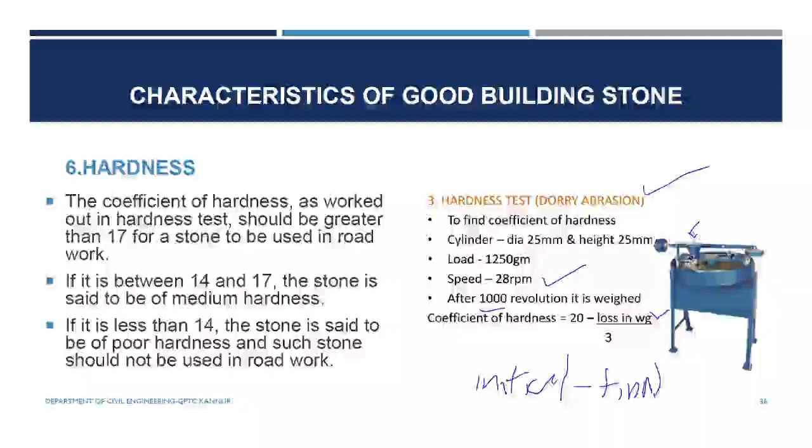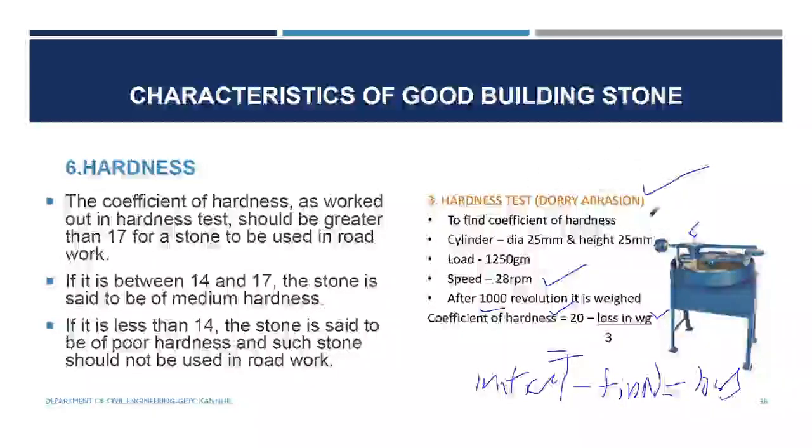Please remember, this is a rotating cylinder. Some amount of dust or some amount of rock will be gone. So initial minus final means we will get the loss in weight. Twenty minus loss in weight in gram divided by 3. You have to do this, then you will get some value. That is called the coefficient of hardness. This is how the Dorry abrasion test is conducted.